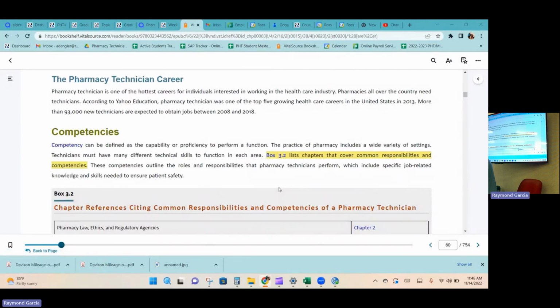Competency can be defined as the capability or proficiency to perform a function. The practice of pharmacy includes a wide variety of settings, so we must be able to have different skills and function in each area and move from each area to another without any problems.